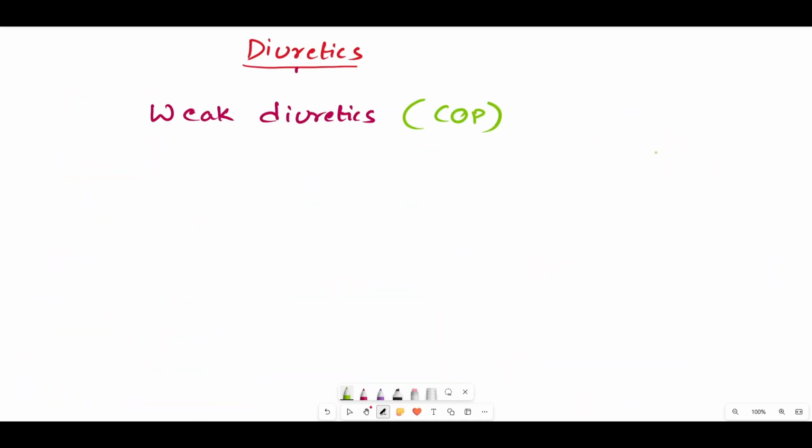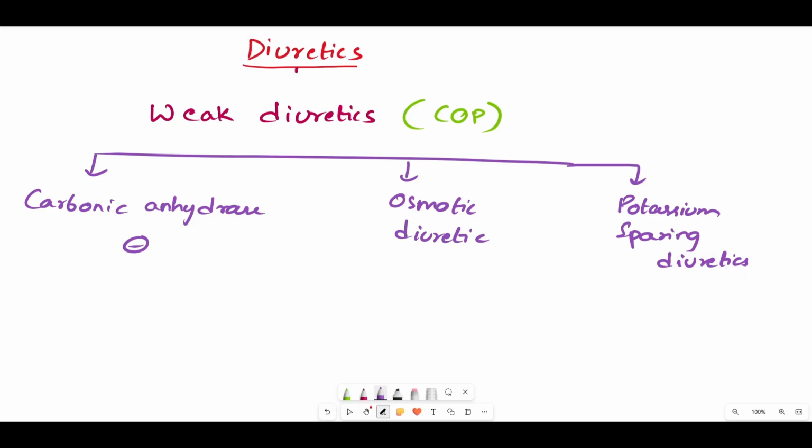Weak diuretics are further divided into three subclasses. To remember those subclasses, remember the trick as COP. C means it is carbonic anhydrase inhibitor, O means it is osmotic diuretic, P means it is potassium sparing diuretics. To remember the examples under carbonic anhydrase inhibitors, just remember AC, where A means there is only one simple example, that is acetazolamide. Acetazolamide. C means it is carbonic anhydrase inhibitor. So just remember AC, where A means it is acetazolamide.